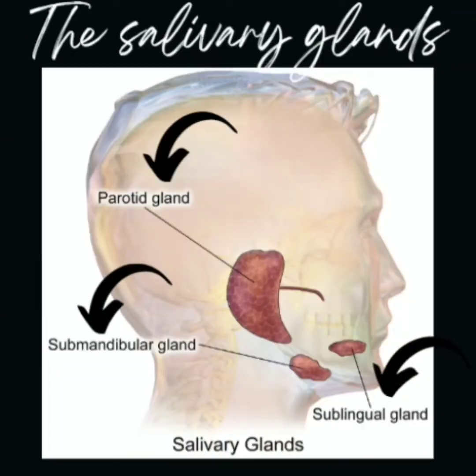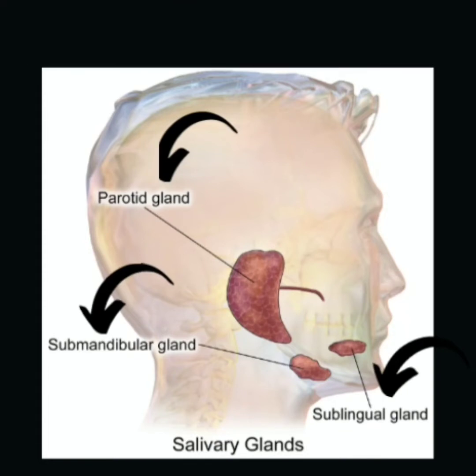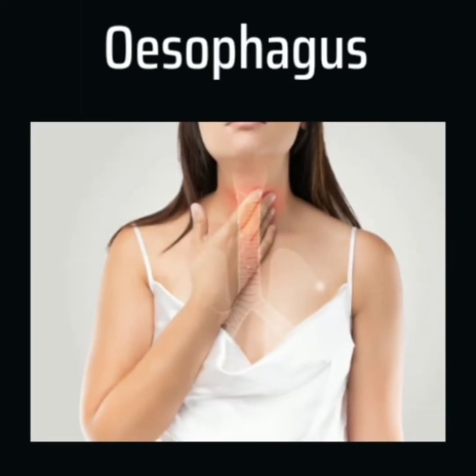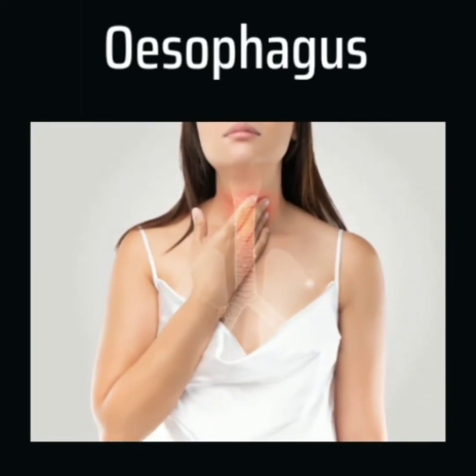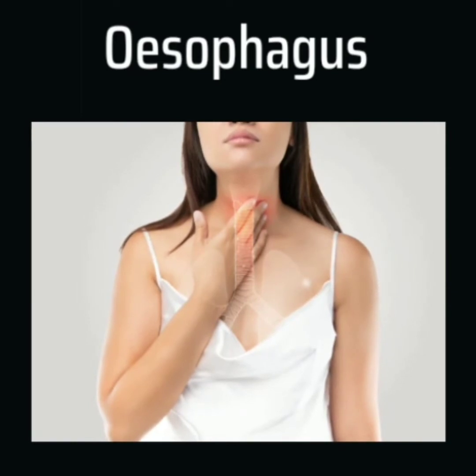Now, moving on towards the salivary glands, there are basically three main glands present in the buccal cavity: the parotid gland, the submandibular gland, and the sublingual gland, which are helpful in the digestion of starch. Now, the esophagus. The esophagus is a tube which simply conducts the food from the throat to the stomach. It passes through the diaphragm, closest to the backbone, and does not produce any digestive enzyme.